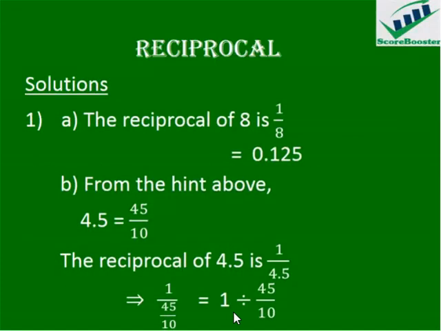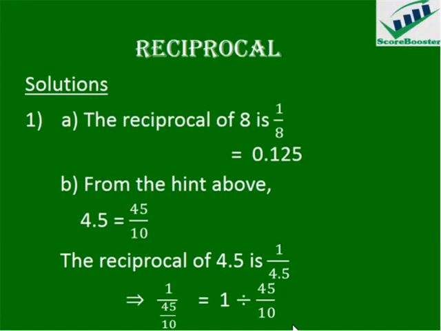So the first example, we are told to obtain the reciprocal of 8, and I told you if you are to obtain the reciprocal of any number, it's going to be what? 1 divided by that number. So the reciprocal of 8 is what? 1 over 8, and when you convert 1 over 8 to decimal, it's going to be what? 0.125. You can use a calculator for that. 1 over 8 will give 0.125.